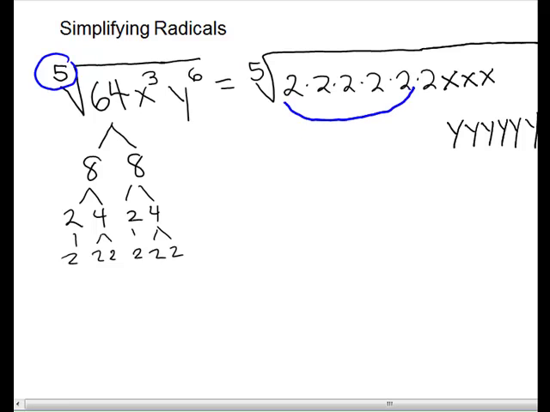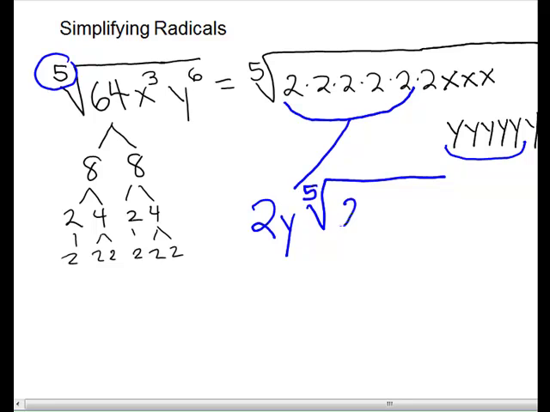Perfect fifth powers. So 1, 2 can go outside for this group, so 1, 2 is going to stay. The x's do not have enough to make a group. They do not have 5. They have to stay underneath the radical. 5 of the y's make a group, so 1 y can go outside for that group, and then we will put it back together. So keep your index. We had 1, 2 left over for the 2's. 3 x's, put them back together in exponential form, and 1 y. Now there are no perfect fifth powers under the radical symbol, so it is in simplified form.